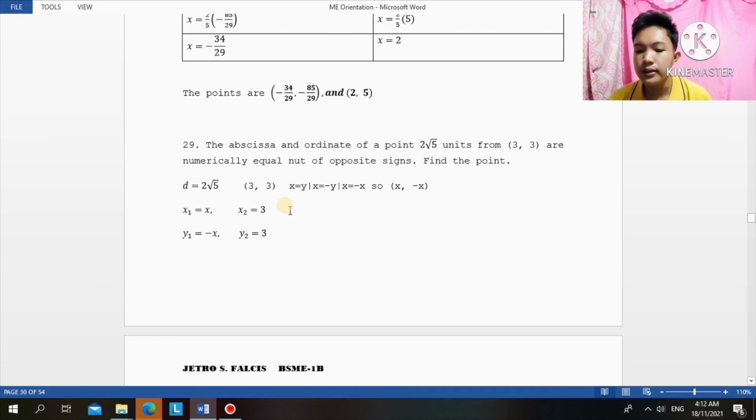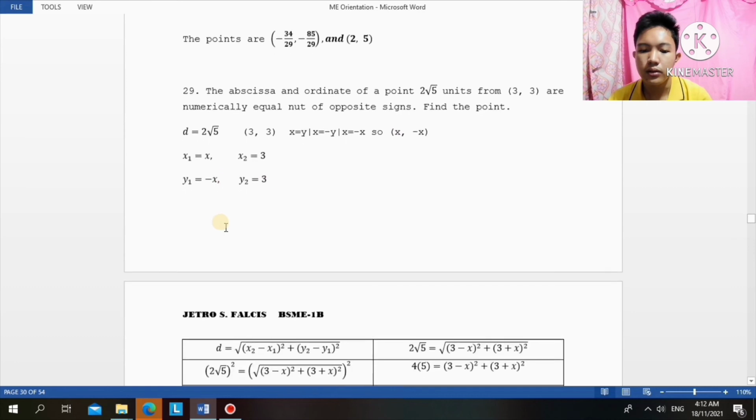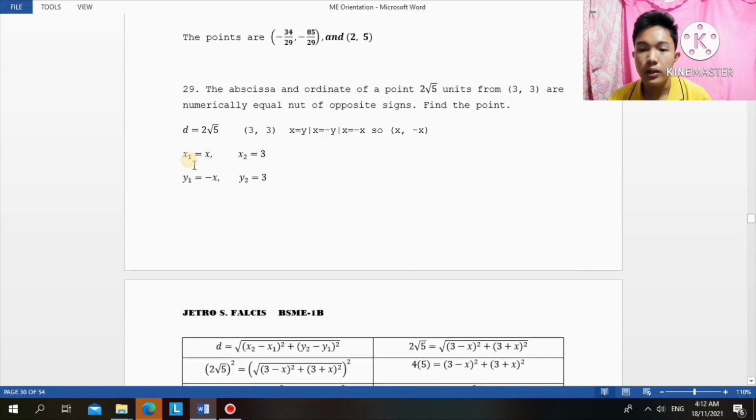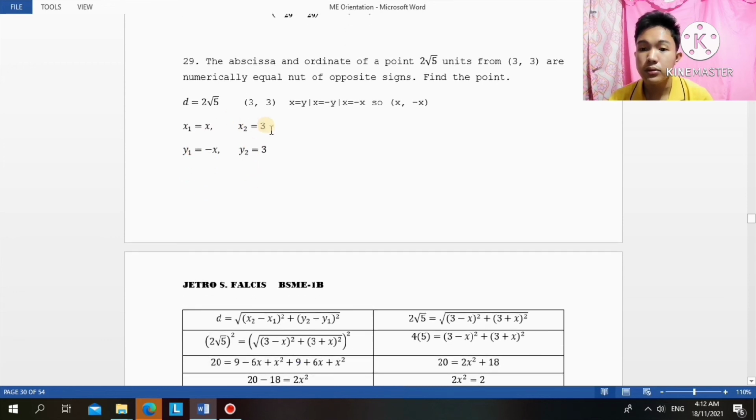Since x is equal to y but of opposite sign, x is equal to negative y, or y is equal to negative x. So the other point is (x, negative x). Our x sub 1 is equal to x, then y sub 1 is equal to negative x. Our x sub 2 is equal to 3 and y sub 2 is equal to 3.